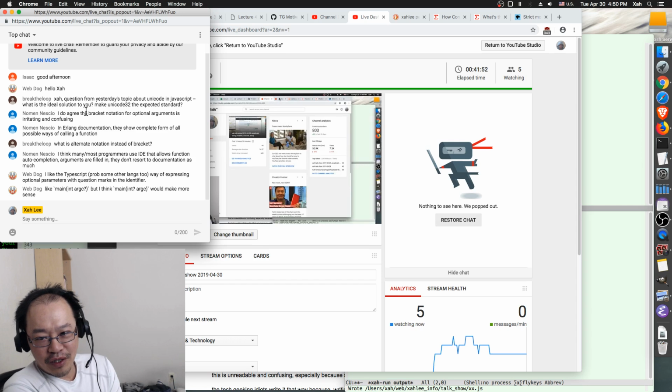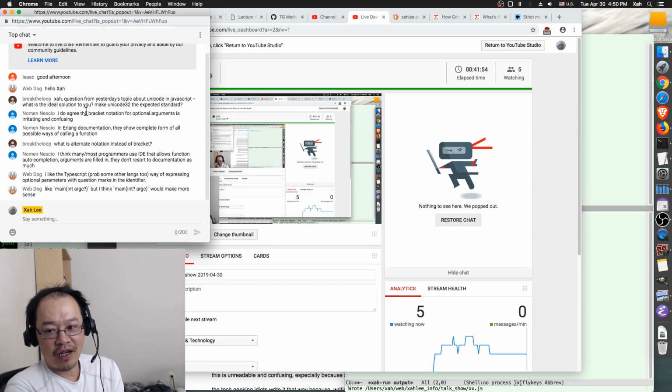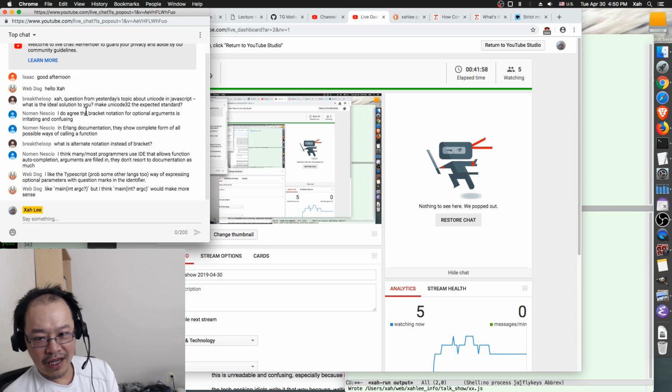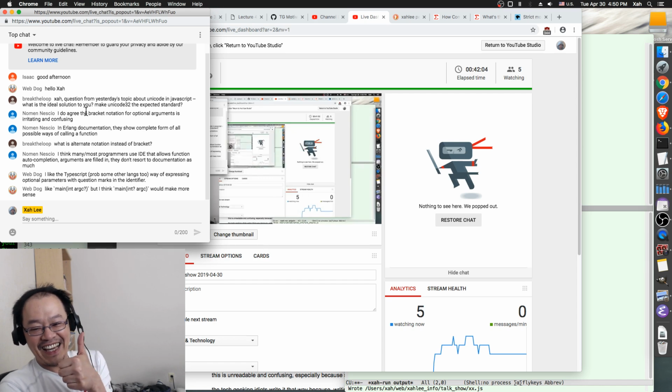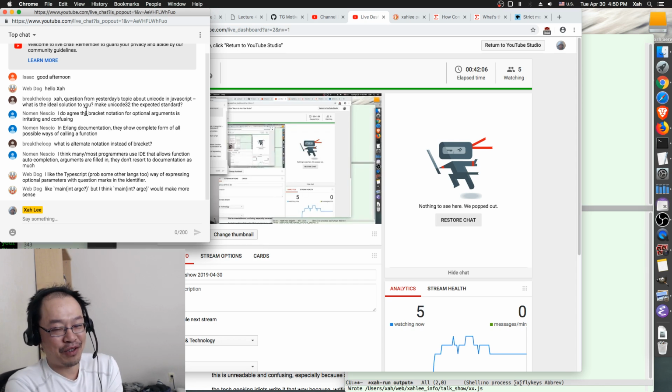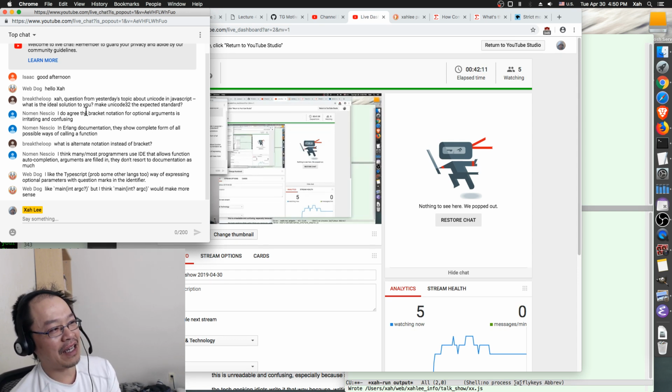So Norman says, I do agree the bracket notation for optional arguments is irritating and confusing. In Erlang documentation, they show the complete form of all possible ways of calling the function. That is similar to the way Mathematica does things. I really like the Mathematica language. It happens to be the language.